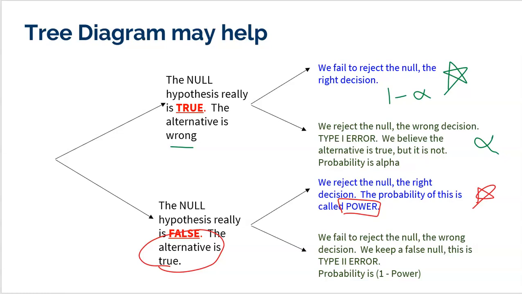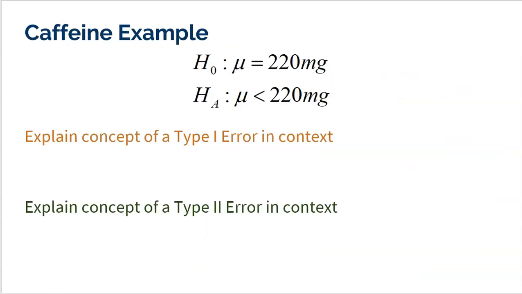We keep a false null. This is a type 2 error, which is 1 minus power. Now, don't ever worry about actually calculating for this course what the probability of power is. Just understand the name of it. So let's talk a little bit more about power, but let's do so with an example.